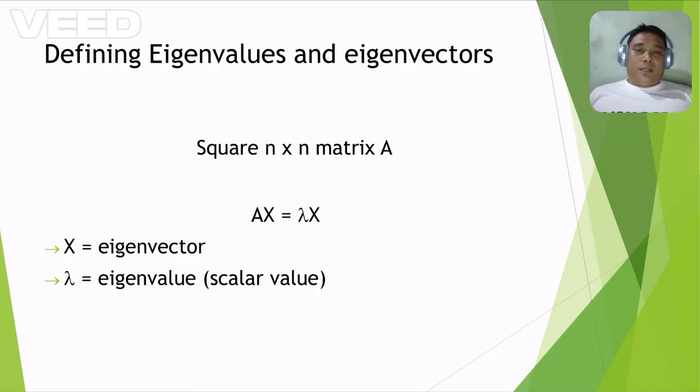Defining eigenvalues and eigenvectors. This is the formula: Ax equals lambda x, where x is the eigenvector and lambda is the eigenvalue.